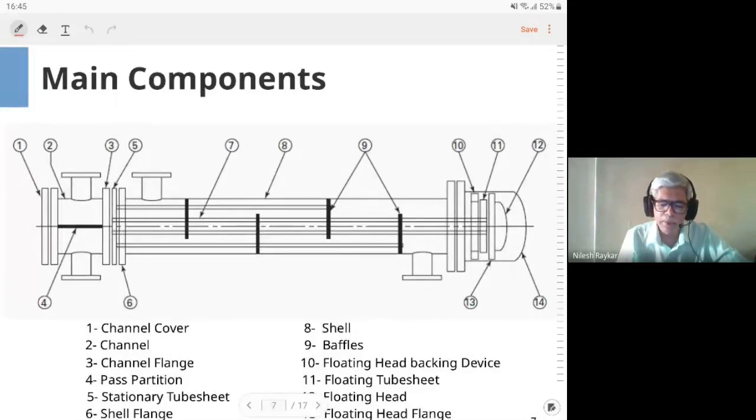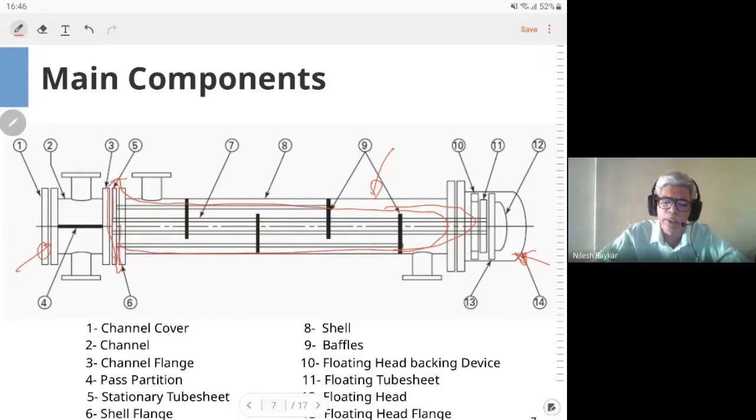Next, the different parts of the heat exchangers are defined. The main part is the tube bundle, which is given by this section, and the tube bundle is surrounded by the shell, and on either side of the tube bundle you have the two channel sections. That is the essential anatomy of a heat exchanger, and the wall which separates the two chambers is the tube sheet. The tube sheet is the one to which the tubes are attached.